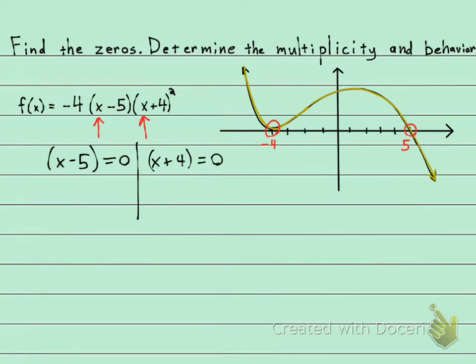Now, when I solve this one on the left, let me go ahead and add 5 to both sides. I'm going to find out that one of my zeros is at x equals 5. When I solve this one on the right, I'm going to find out that one of my zeros is at x equals -4. So these are my 2 zeros. Okay? You see those numbers, right?